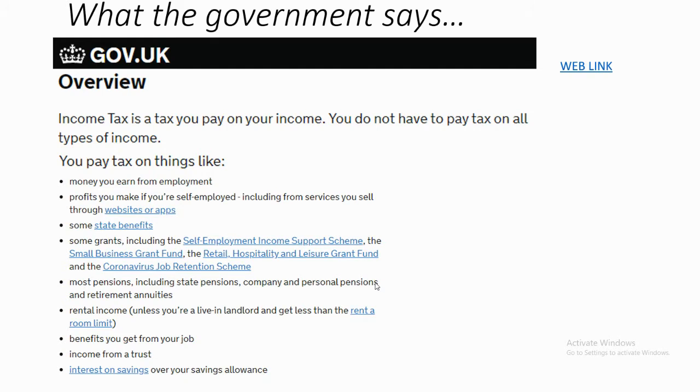You pay income tax on benefits that you receive. You also pay it on any grants that you get. So, for example, the Self-Employment Income Support Scheme. Most pensions you would have to pay income tax on. You pay if you receive income through renting out a property or renting out part of your home above a certain limit. Same for benefits you get from your job or income from a trust, and on interest on any savings, okay, above a certain amount.